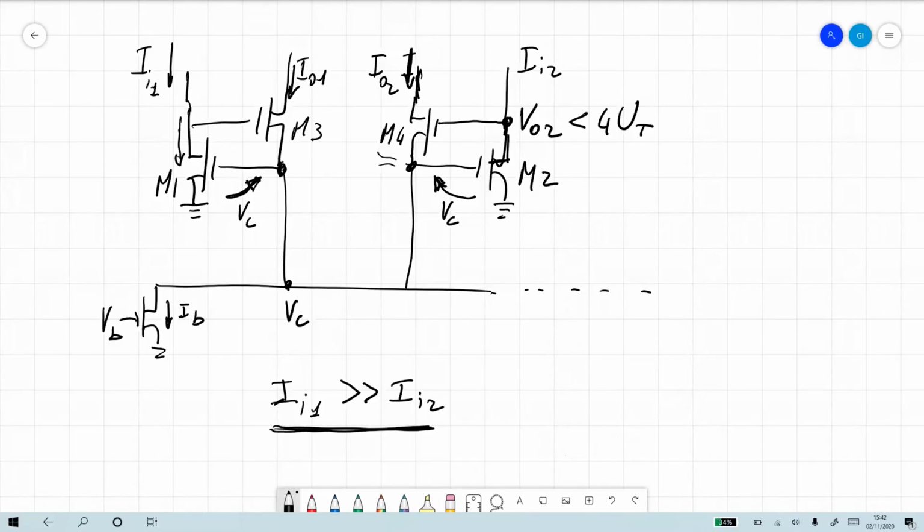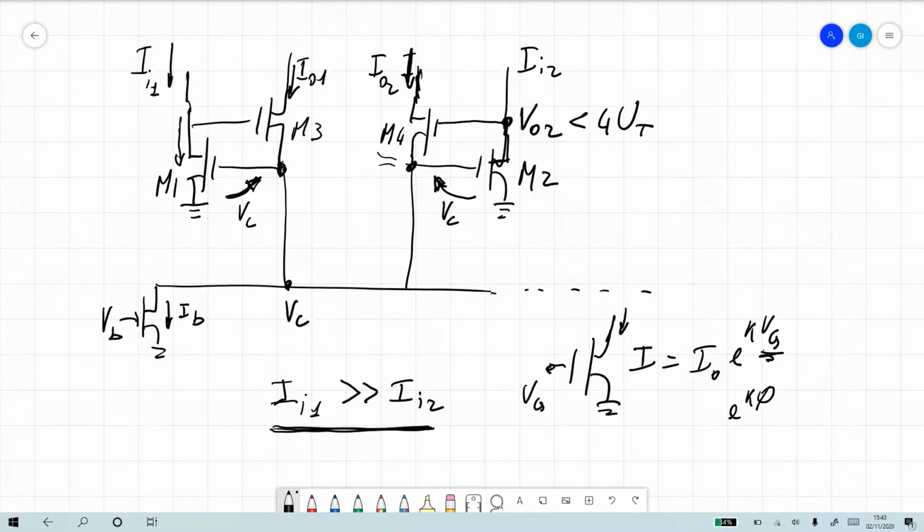It should be 0 in principle, but in transistors, whenever you have I0 e to the kappa VG, if VG is 0, if you put ground here, you get I0 e to the kappa 0, which is equal to 1. So the output current with the smallest voltage that you can have is always going to be I0. It's never going to go below I0.